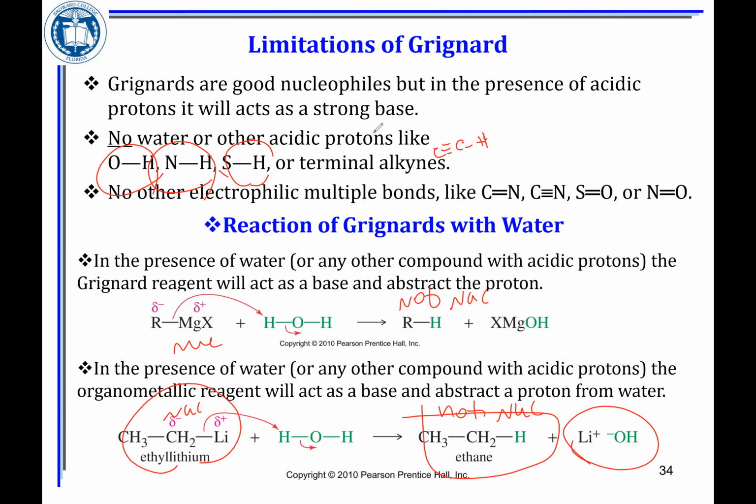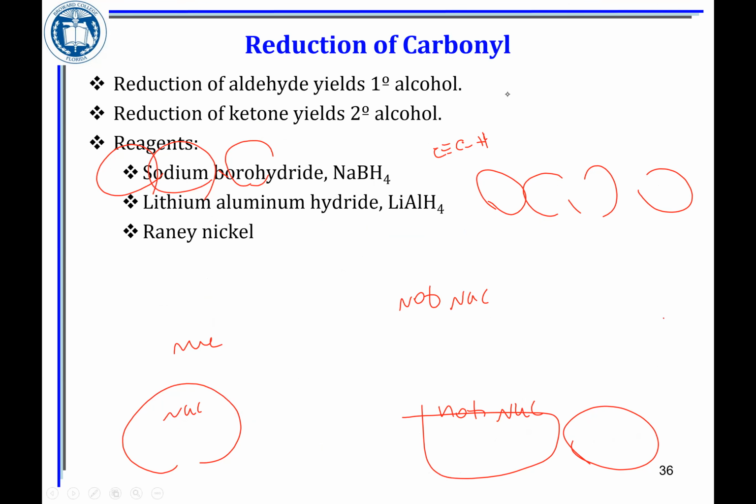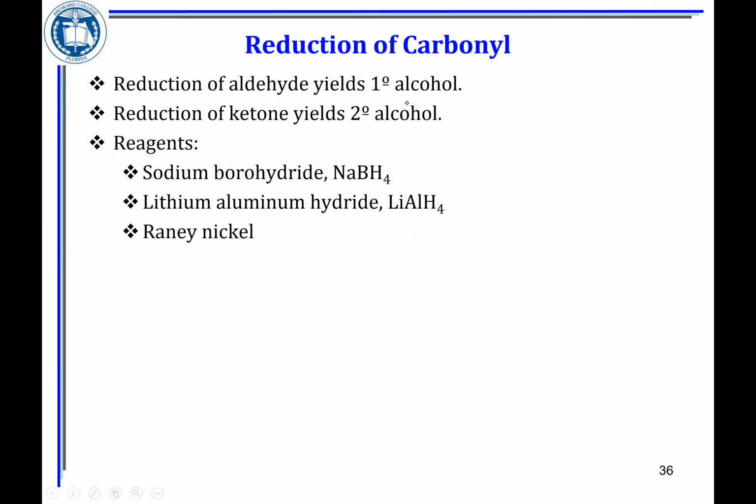So, the CN, double bond, triple bond, SO, and NO, these are the other multiple bonds that it can react with. Okay. Let's look at the other methods for preparation of alcohols.